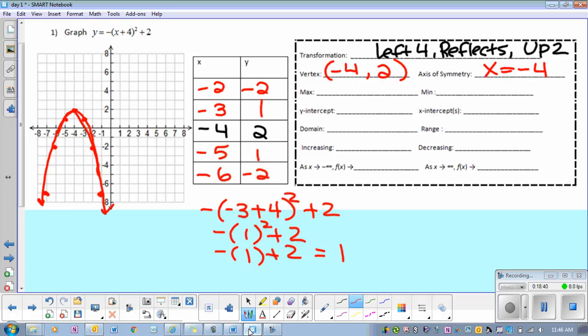So now look at this guy. Do we have a max or a min? Max. Because right here goes up to the top of the hill, right? So your maximum is what point? -4, 2. Yeah, -4, 2. Isn't it the same as your vertex? Mm-hmm. Do we have a minimum? No. Okay.